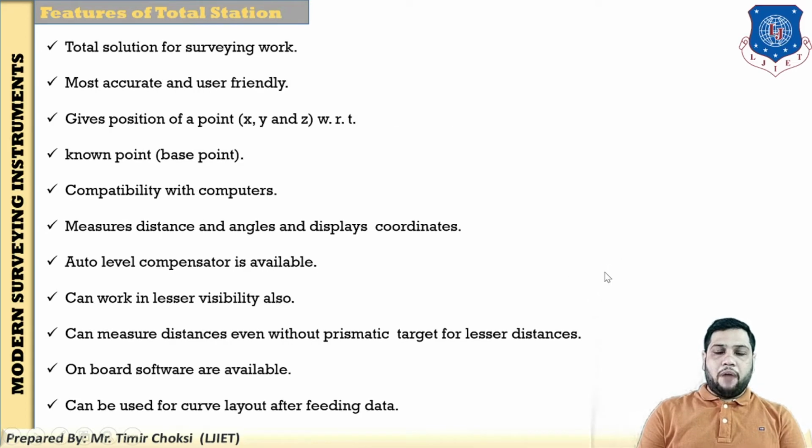After understanding the total station and its uses, the next topic is the features of the total station. The first feature is that it is a solution for surveying work. Second, it is most accurate and user friendly, easily used for finding the horizontal and vertical distance and the horizontal and vertical angle. It gives the position of a point like x, y, and z. It is an important instrument for finding the known point or base point.